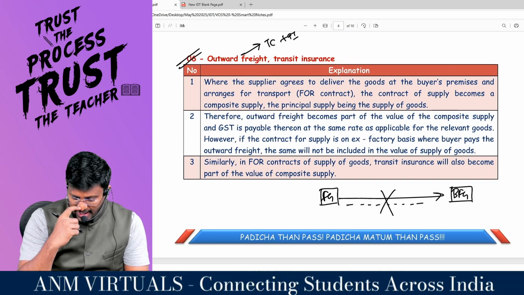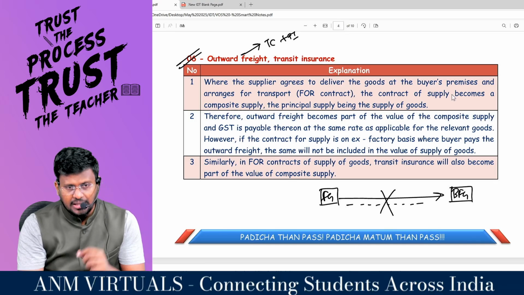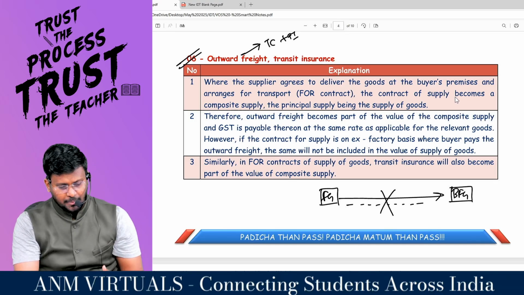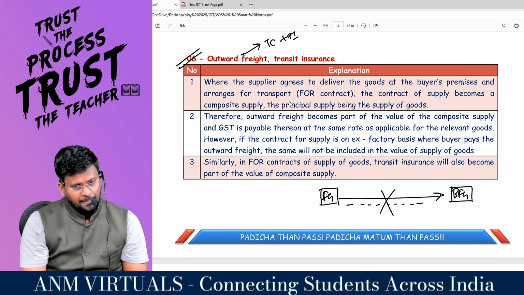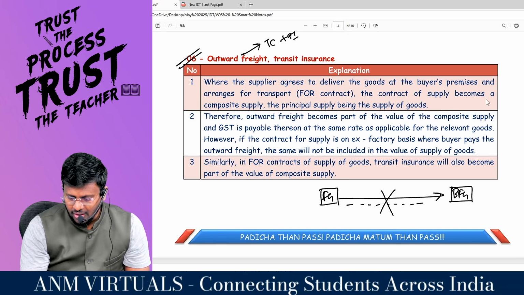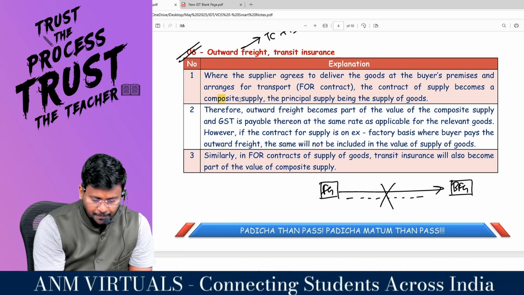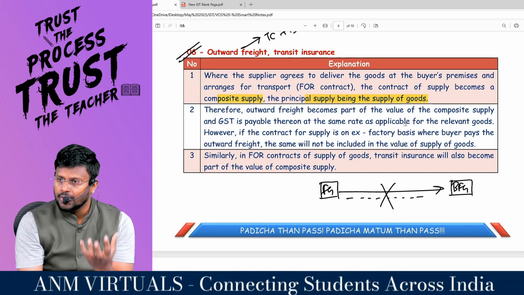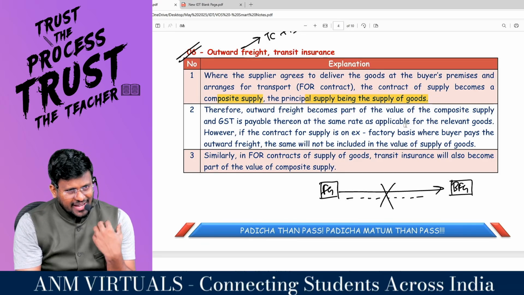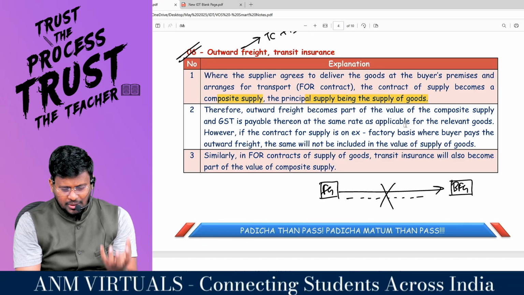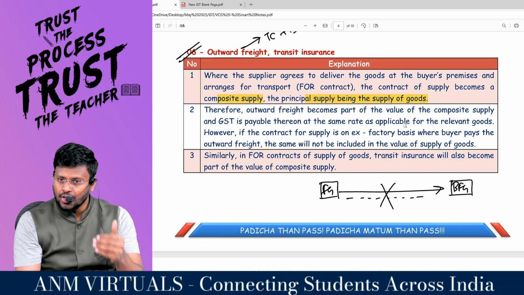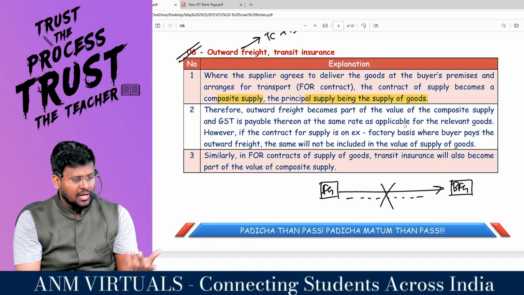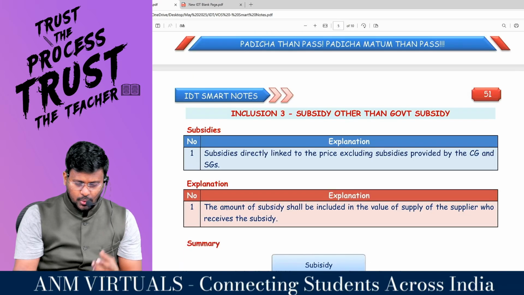So where the supplier agreed to deliver the goods at the buyer's premises, and arrange for transport, the contract of supply becomes a composite supply, the principal supply being the supply of goods. Are you all really with me? So as a supplier, my dear lovable students, I should collect both the value for the goods and also for the outward freight and the transit insurance which I have incurred.